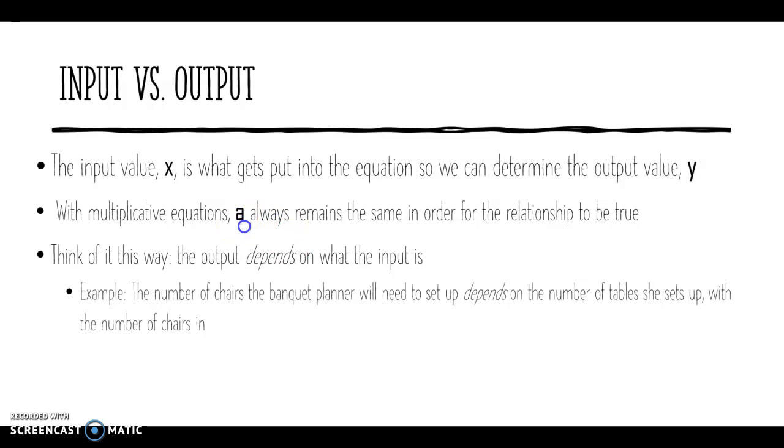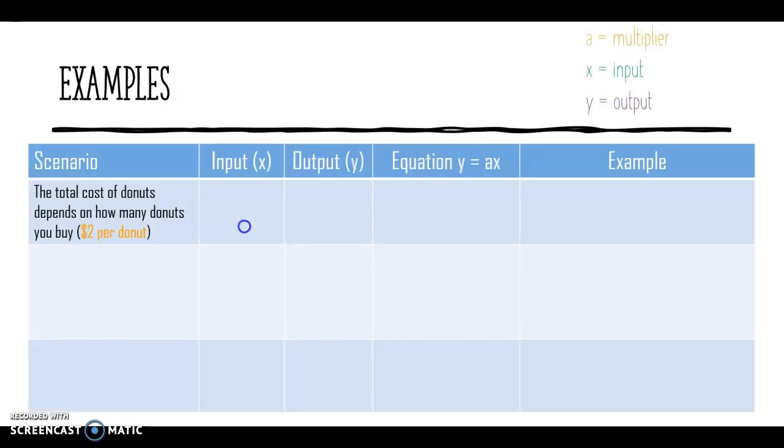I'm going to give you a couple of examples so you can see the relationship and see how the equations form, and then that'll help you with the assignment that you're working on today. So don't forget, A is our multiplier, so that's whatever we're multiplying by.